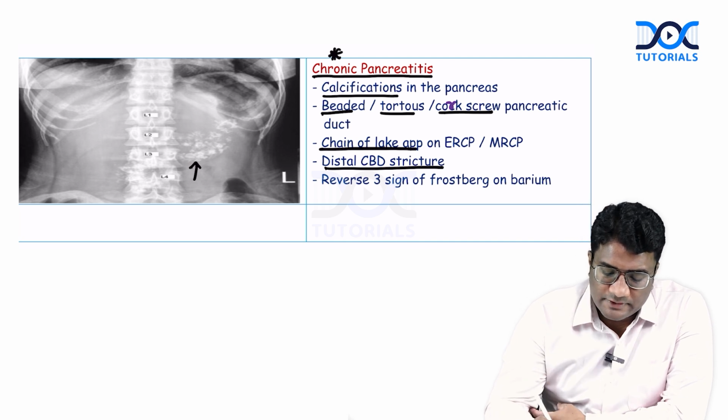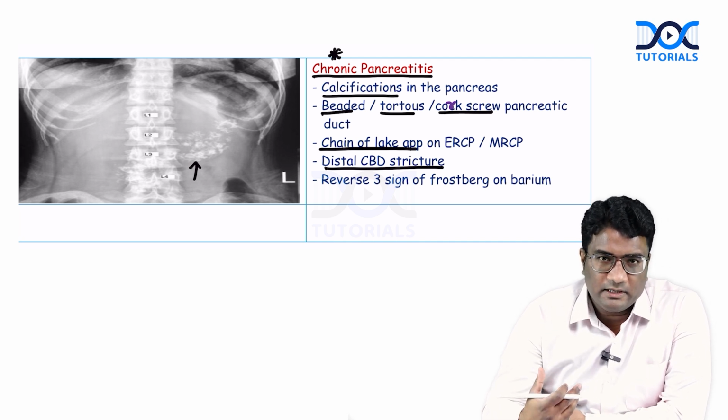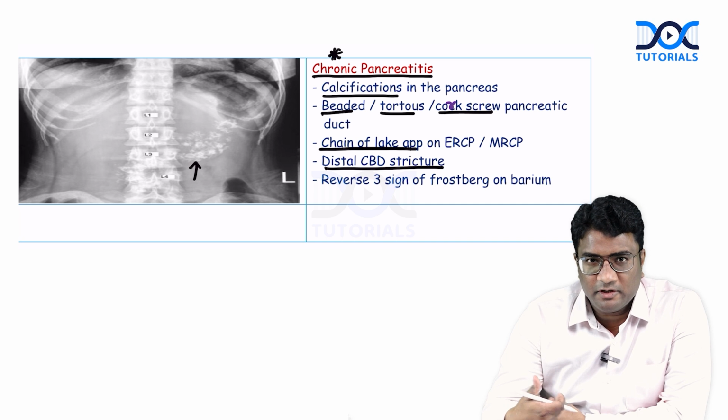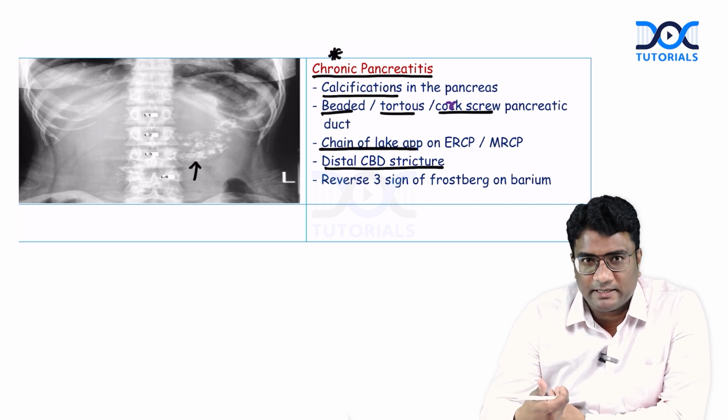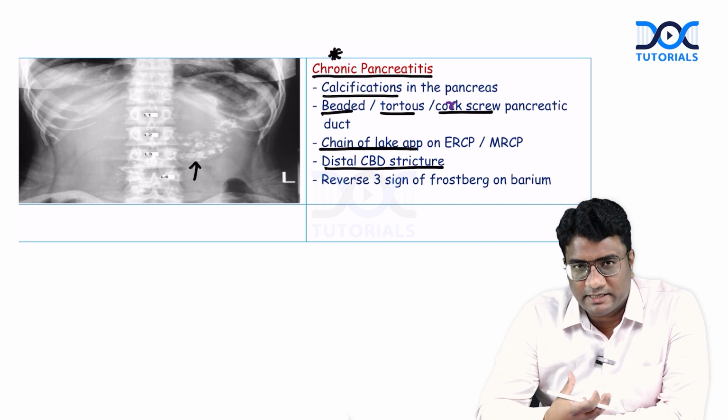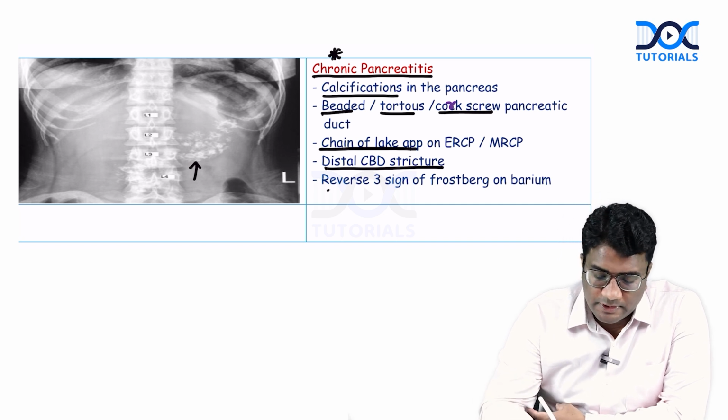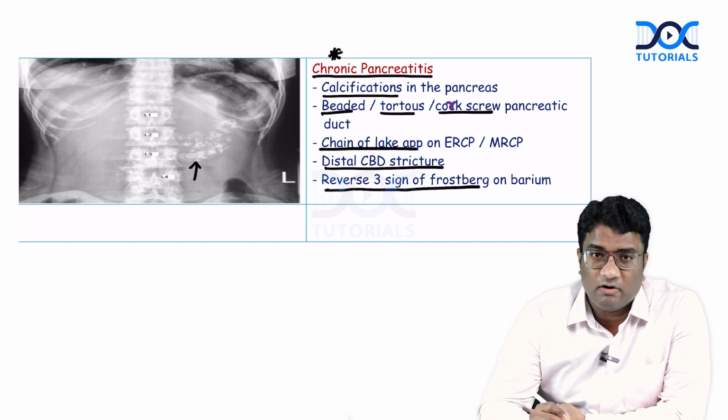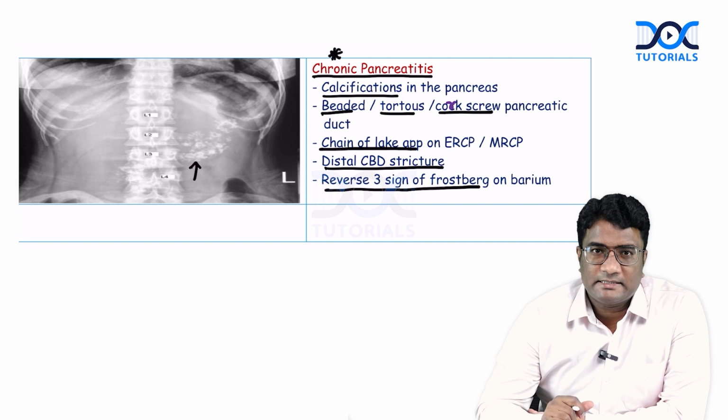And the medial wall of second part of duodenum is pulled inward. The medial wall of second part of duodenum is also in close relation to the pancreas. So when there is inflammation and fibrosis in the pancreas, the medial wall of second part of duodenum is pulled inwards, producing a reverse 3 sign of Frostberg on a barium study. Let me make you understand this thing.